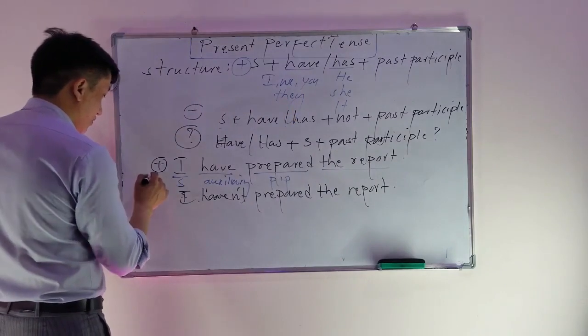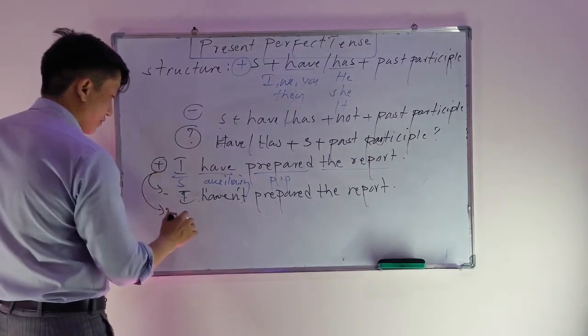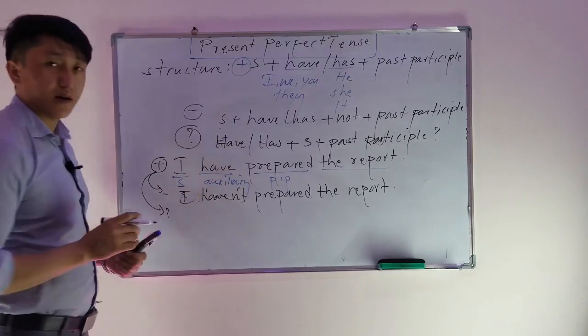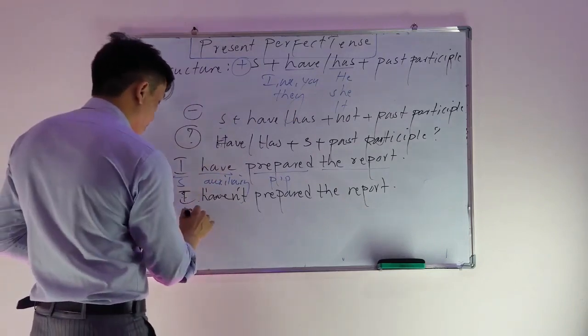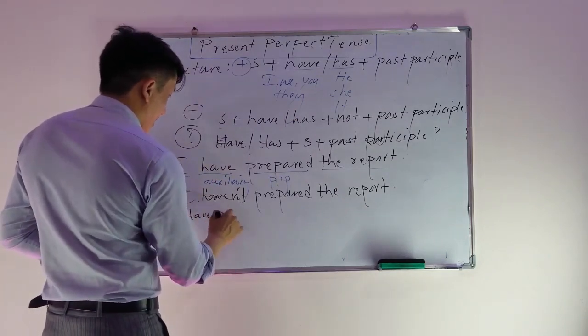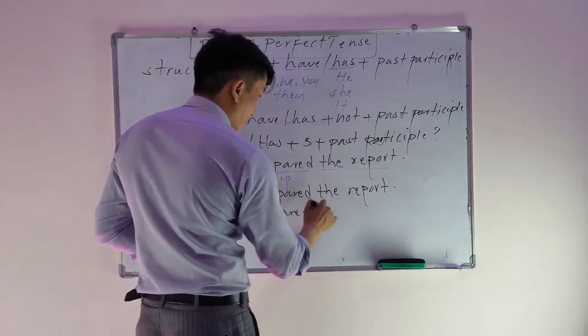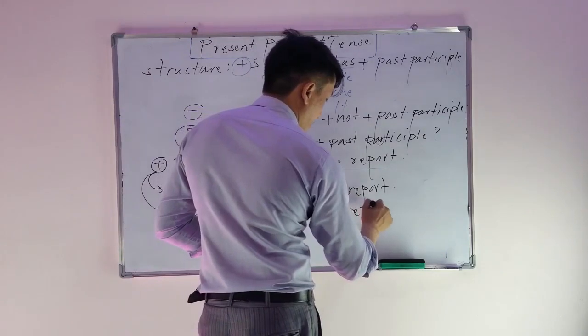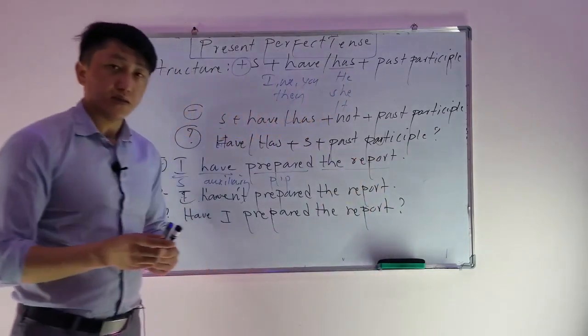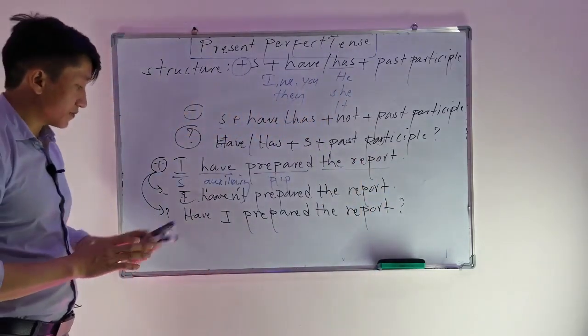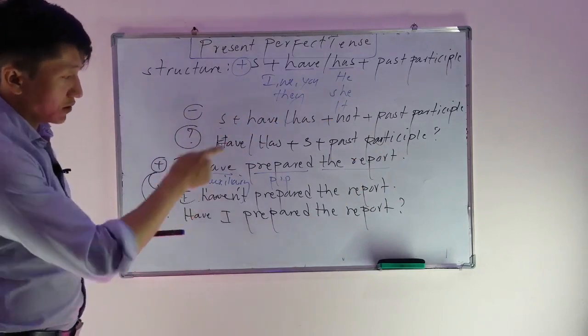And if I want to change it to a question, what should I do? For the question form, we use this structure, have or has plus subject. For example, we can say have I, and then we can say have I prepared the report? This is how we can change it to the question form, and we put a question mark.